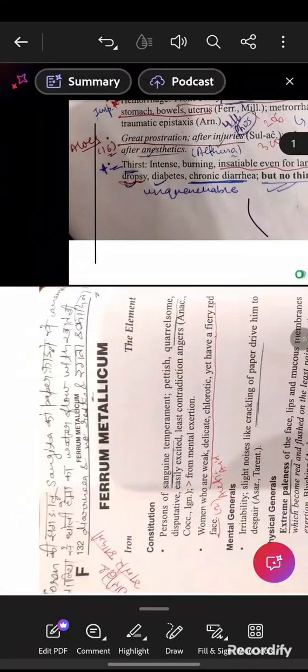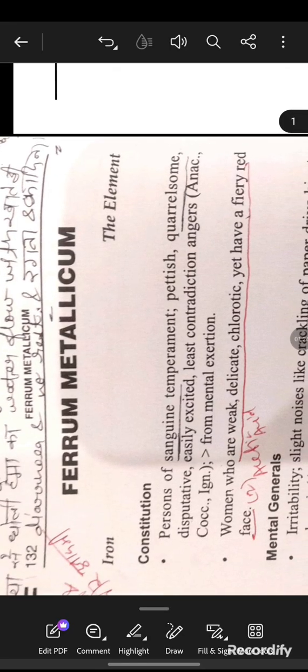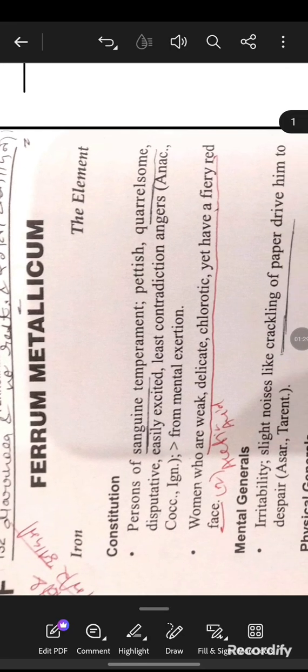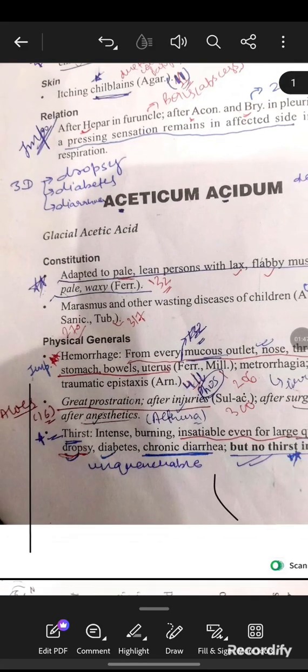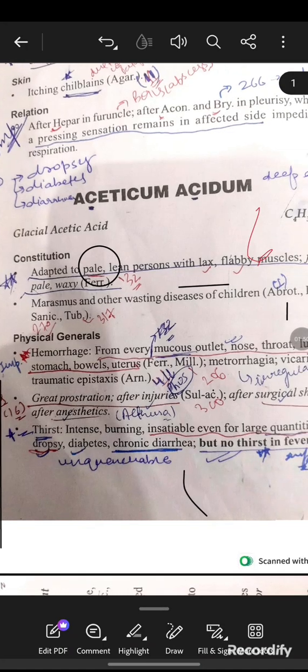This is ferrum mat, page number 132. Here is also constitution. Women who are weak, delicate, chlorotic, yet have a fiery red face. Okay, in bracket you have to write acetic acid, page number 2. And in acetic acid, the person has flabby muscles, pale and waxy.